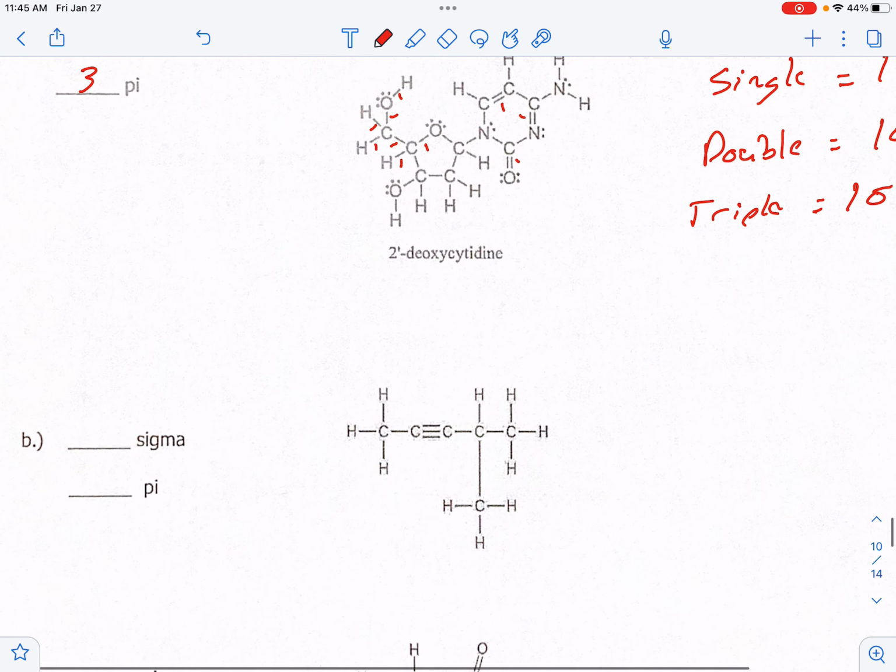Okay, so something like this one right here is probably a little easier to do. So if you count each one, 1, 2, 3, 4, 5, 6, 7, 8, 9, 10, 11, 12, 13, 14, 15. That means there are 15 sigma bonds. Now pi, the only thing I have to worry about is a double or triple. Well, I only have a triple bond right here. So that would just be 2 pi. And that's basically it for that part.